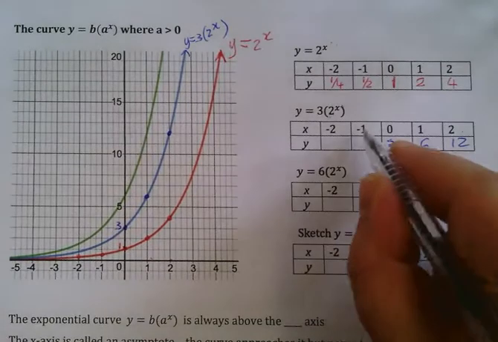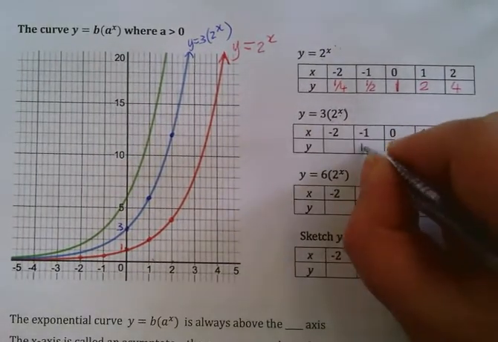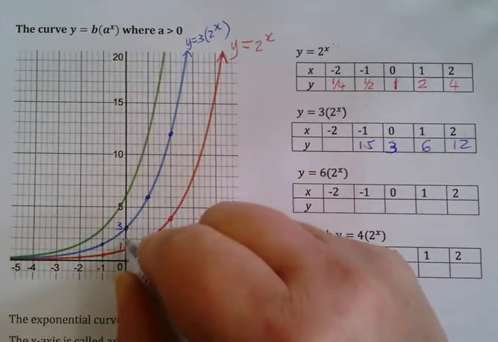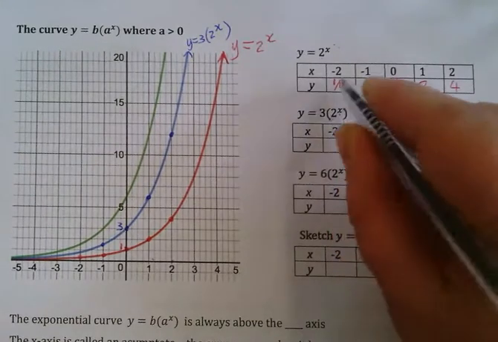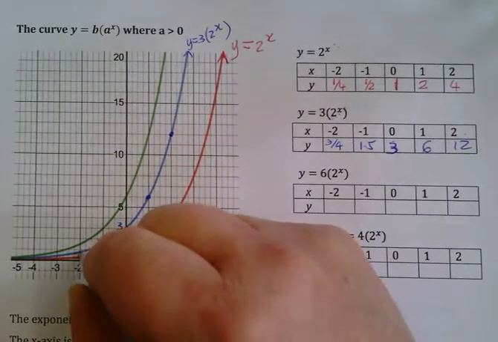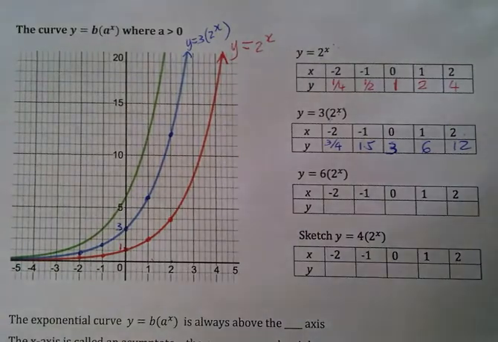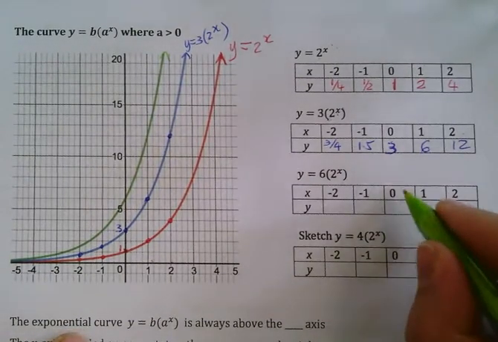And we can look at the fractional ones. 2 to the power of negative 1 is a half. 3 times a half is 1 1/2. Negative 1, that's right. (-1, 1 1/2). And the other one will be 2 to the power of negative 2 is a quarter. 3 times a quarter is 3/4. That's there. Now, y equals 6 times 2 to the power of x is going to be more than likely the green curve. Substituting values.